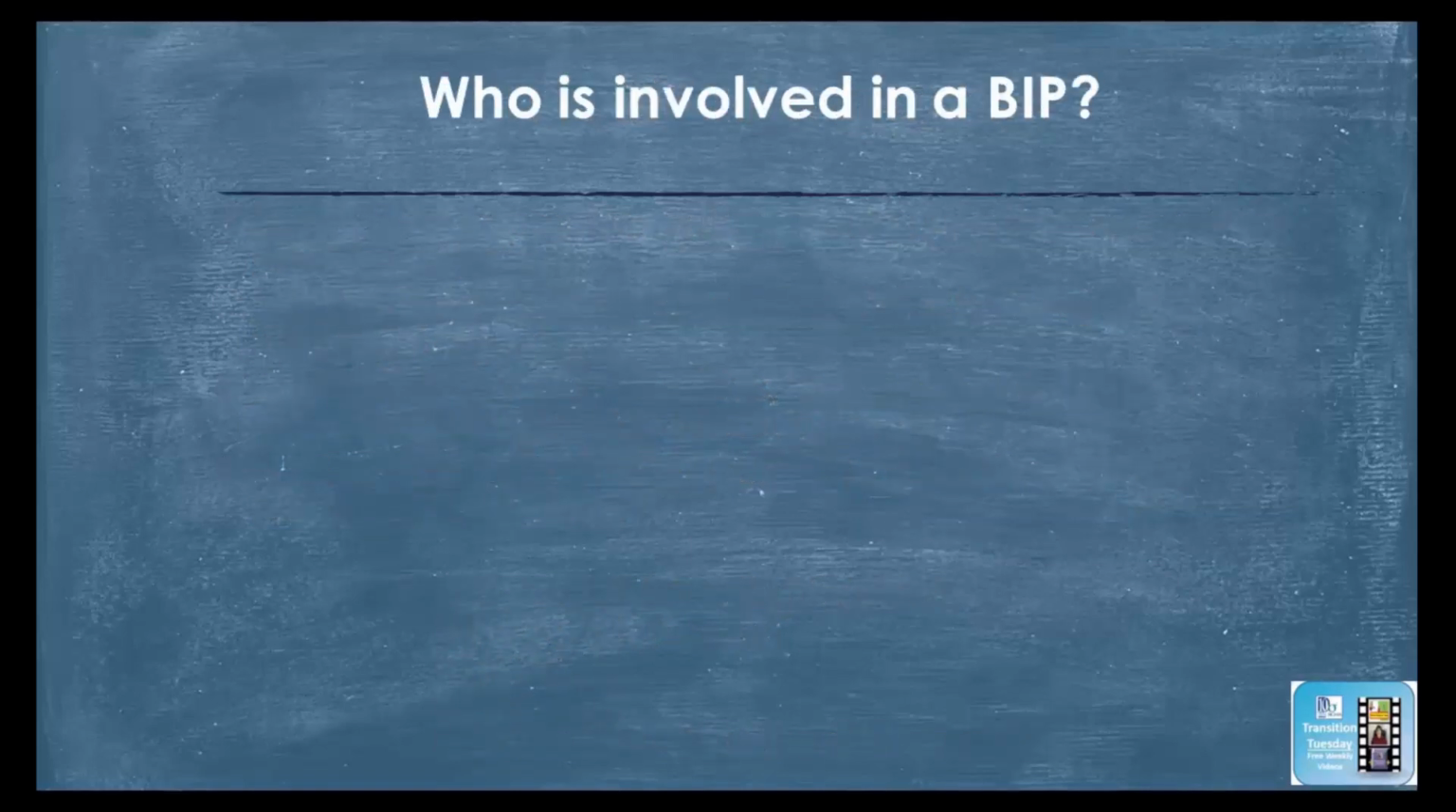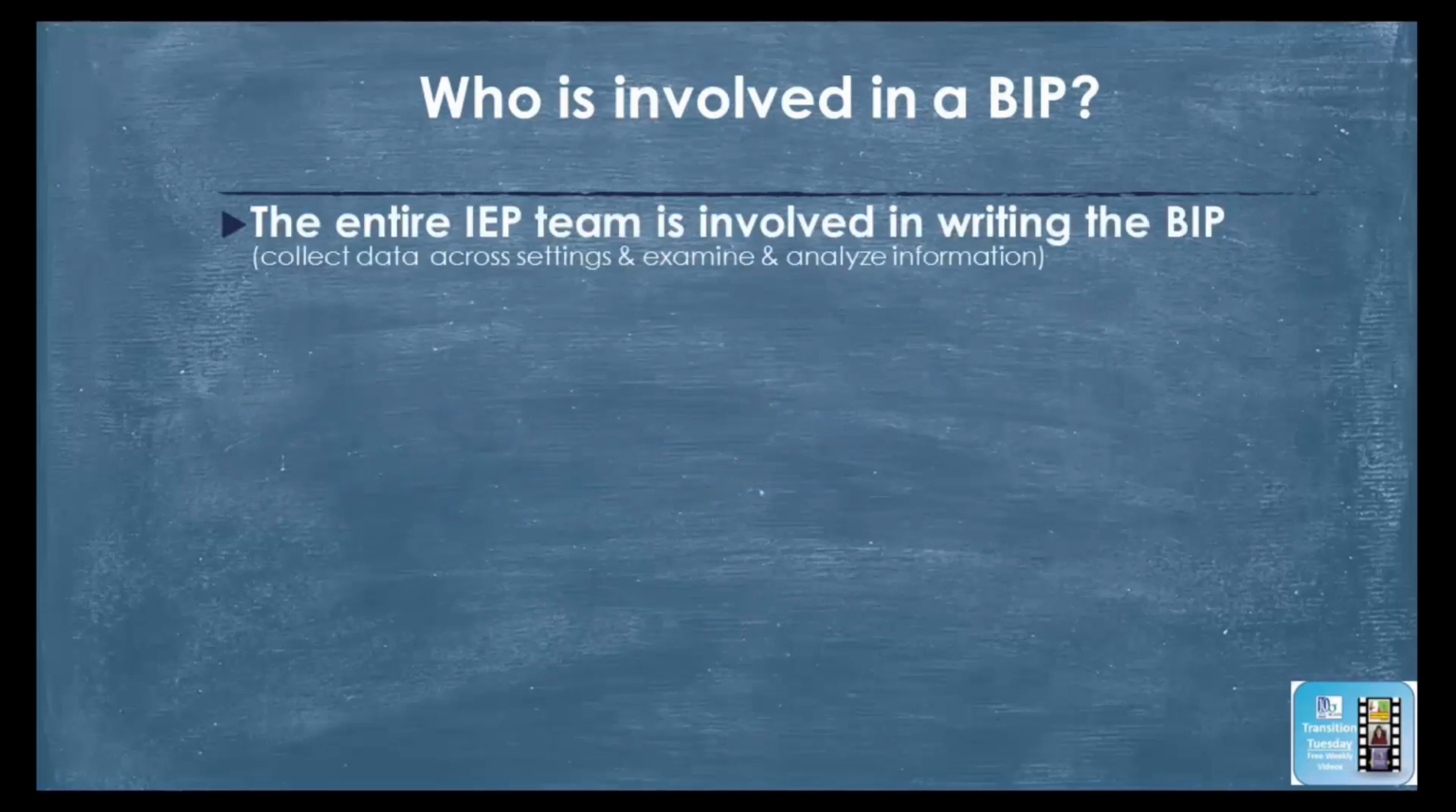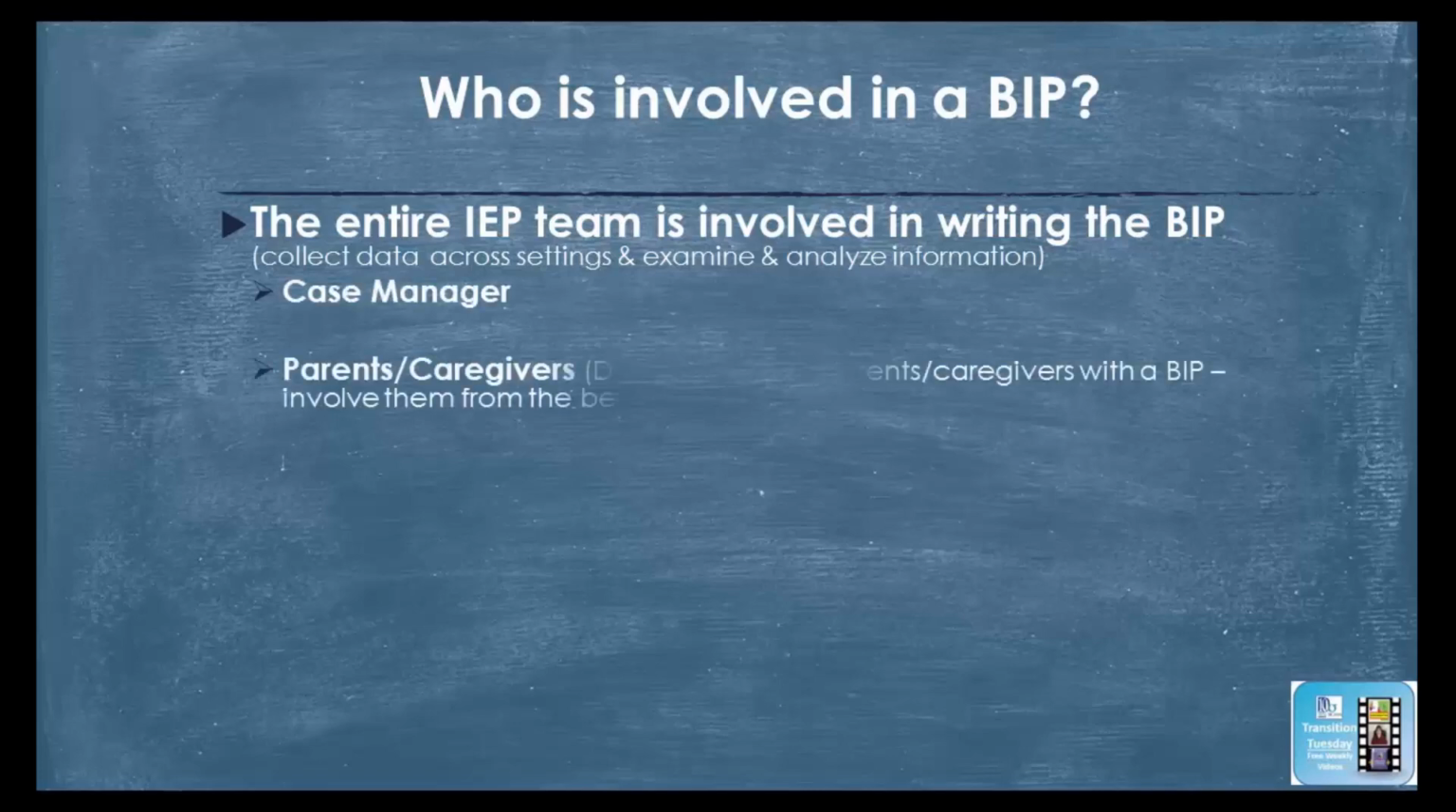Now let's talk about who is involved in writing a BIP. The entire IEP team is involved in writing the BIP in order to collect data across settings and examine and analyze information. The IEP team generally includes the case manager, parents and caregivers. As a reminder, do not surprise the parents or caregivers with a BIP. Involve them from the beginning.